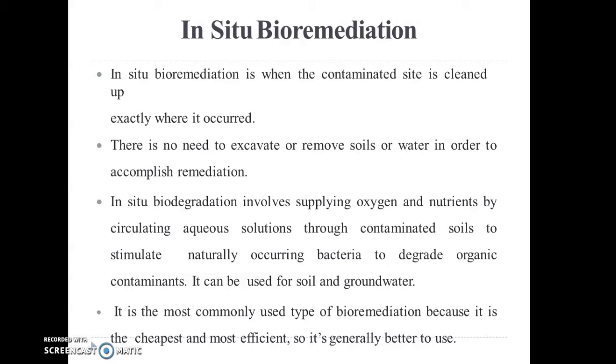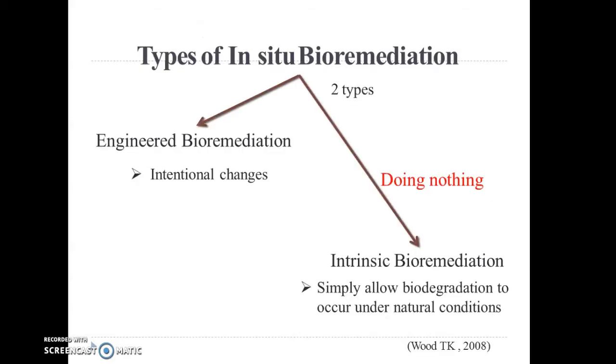Soil and groundwater contamination can be removed by in situ bioremediation. If the condition in the polluted site is not favorable for bacteria, we can supply some nutrients or oxygen to that contaminated site to increase the growth of bacteria and provide bioremediation in that area. It is the most commonly used type of bioremediation because it is cheapest and more effective. So it is generally better to use in situ bioremediation.